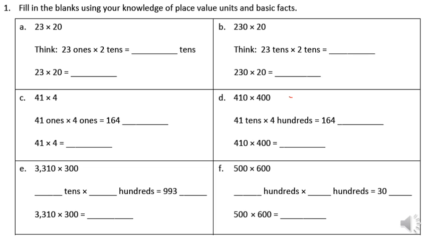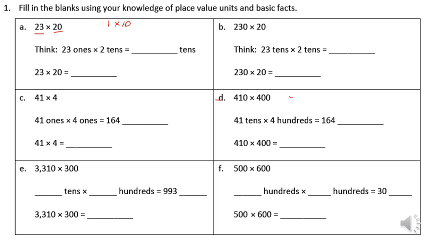Okay, question 1. It asks us to fill in the blanks using knowledge of place value units and basic facts. Over here we have ones and tens. So it says 23 times 20. We've rewritten in standard form as 23 ones times 2 tens.